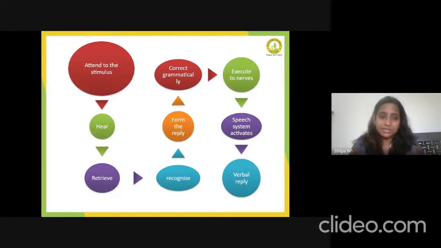So first thing that happens is attending to the stimulus. So I'm the receiver and a person has sent a message. The sender has sent the message, that is, how are you doing? Now that particular message is going to come to me. So I have to first attend to the stimulus, and then I would listen. So I look at the person, so that means I give the attention, and then I listen.